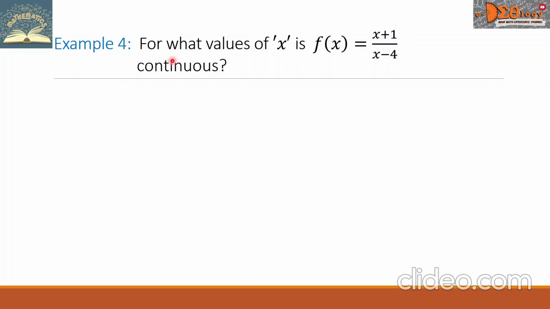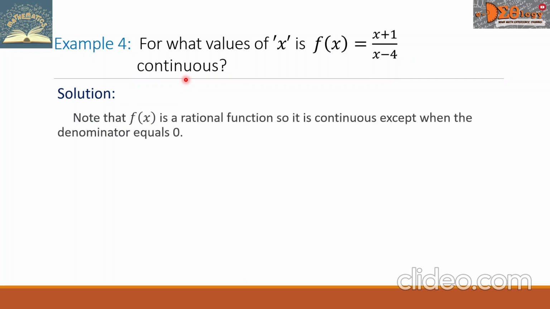Example 4. For what values of x is f of x equals x plus 1 all over x minus 4 continuous? Note that f of x is a rational function, so it is continuous except when the denominator equals 0. We're going to copy this denominator down here, and we're going to get the value of x where this denominator should not be equal to 0.